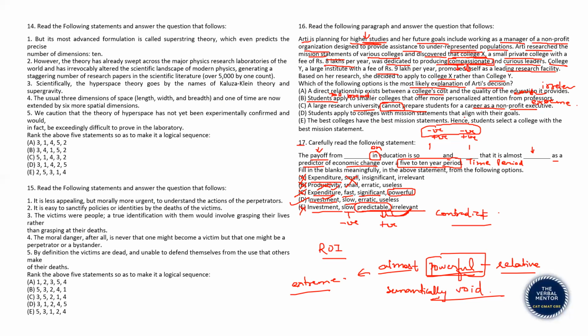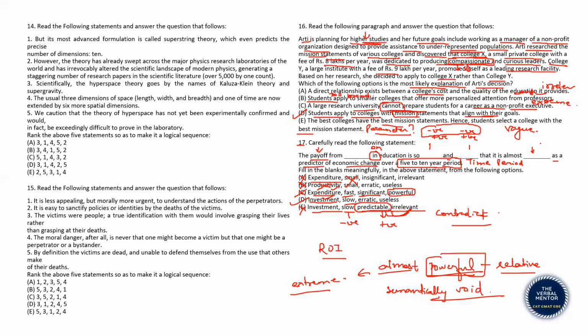Students apply to college with mission statements that align with their goals. Now that is fine. If students apply to colleges with mission statements that align with their goals, Aarti's goals also align with the mission statements of College X. That's exactly what we thought even before we read the answer choices. Okay. The best colleges have the best mission statements. Hence, students select a college with the best mission statement. This is vague. What do you mean by best mission statement, and what is the parameter? How did Aarti choose the best? What is the parameter? Not given. So vague answer choice. It is talking in the air.